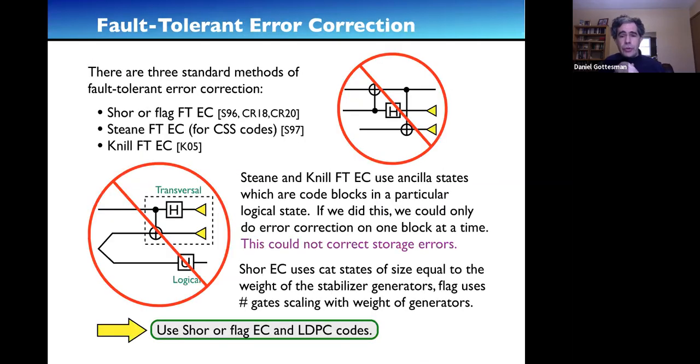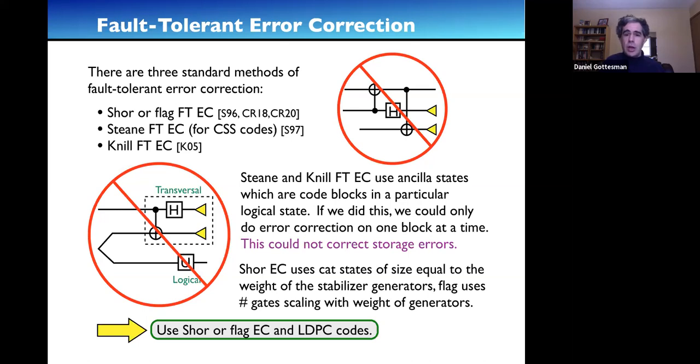So, okay, fault-tolerant error correction. There's kind of three main methods of fault-tolerant error correction. Some of the most efficient methods really are methods due to Steane and Knill. And the thing is that Steane error correction and Knill error correction both use very large ancilla states. And so you have to spend a lot of work making those ancilla states.